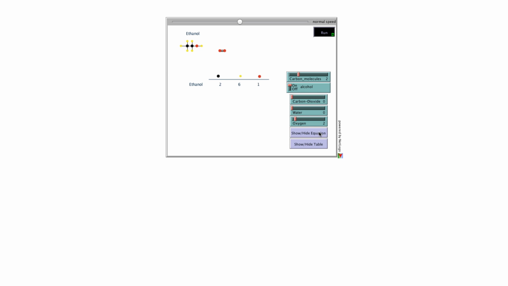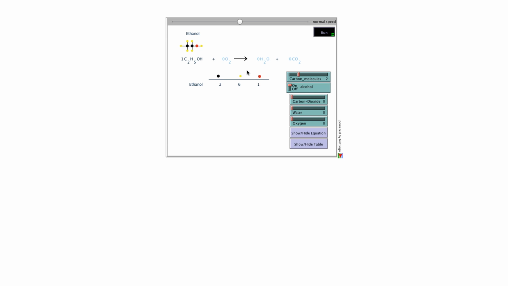The Show Hide Equation button pulls up the hydrocarbon oxidation equation. Notice that it is not balanced, and when there are no molecules of a compound, the formula is shown in a faded blue. The prefix before each compound in the equation and the number of molecules shown across the top match and can be changed using the sliders.